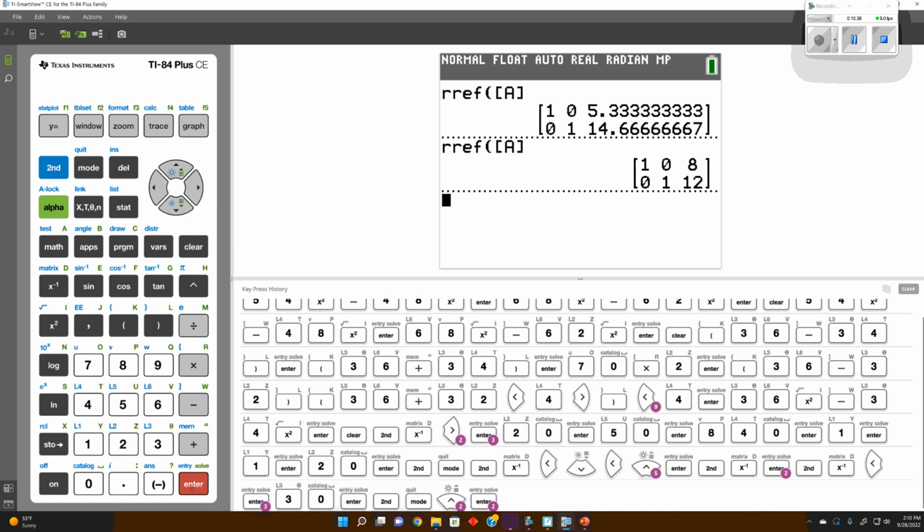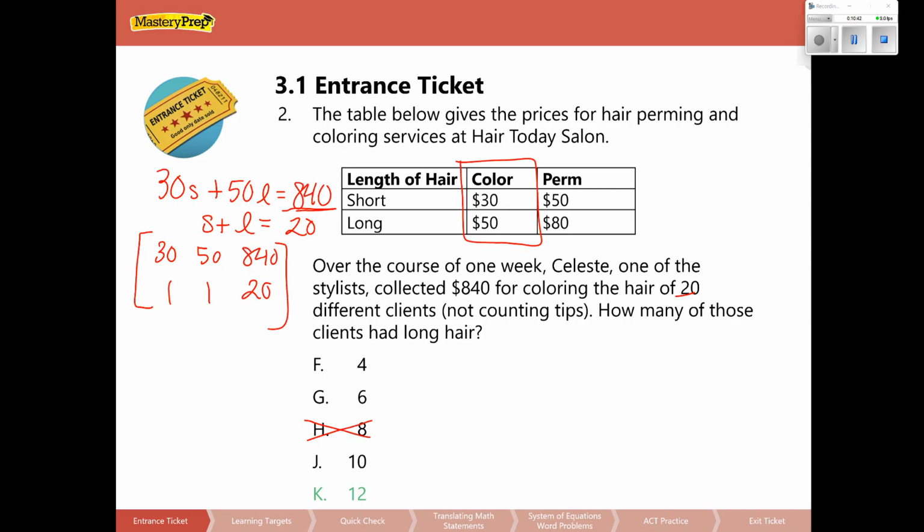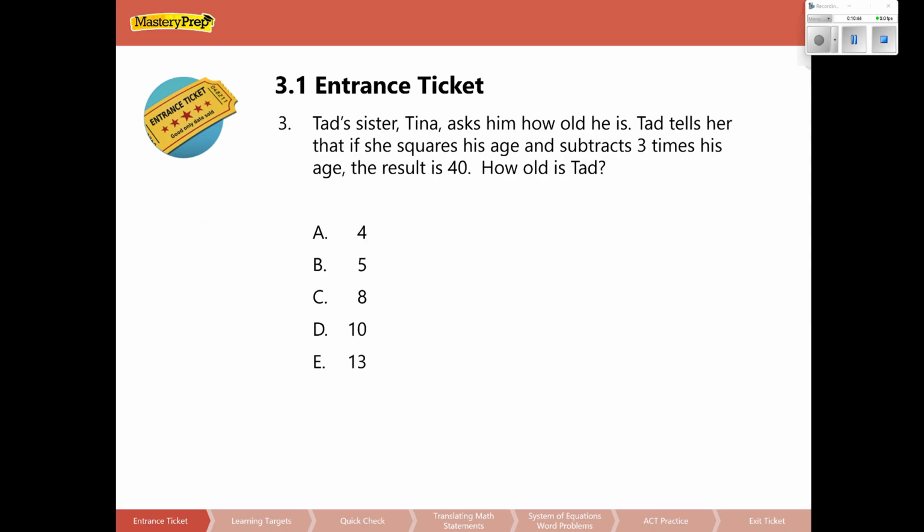Which would have told us that we have 8 for short and 12 for long. So we could have solved it that way. Tad's sister, Tina, asks him how old he is. Tad tells her that if she squared his age and subtracted 3 times his age, the result is 40.